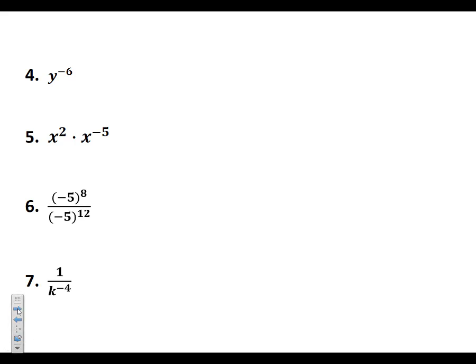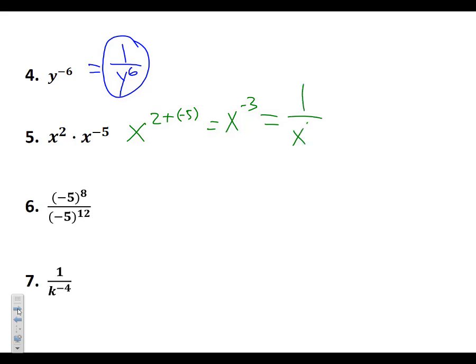Y to the negative 6, we have a negative exponent. We can't have negatives. They're not simplified when they're negative, so we take the reciprocal and we're done. Nothing else we can do with that one. X squared times x to the negative 5th. We know we add exponents when we multiply by a common base. So that's 2 plus a negative 5, which gives us x to the negative 3, which we can't have. We've got to have a positive exponent to be simplified. That's 1 over x cubed because we took the reciprocal of that power, x to the negative 3.